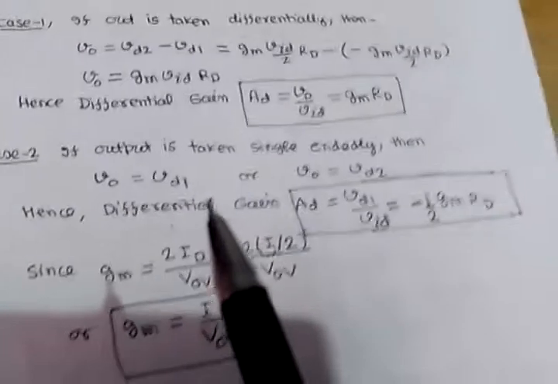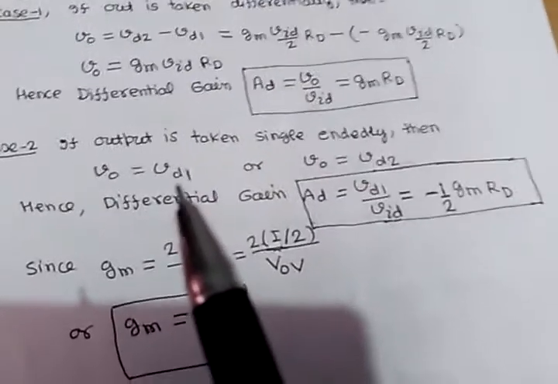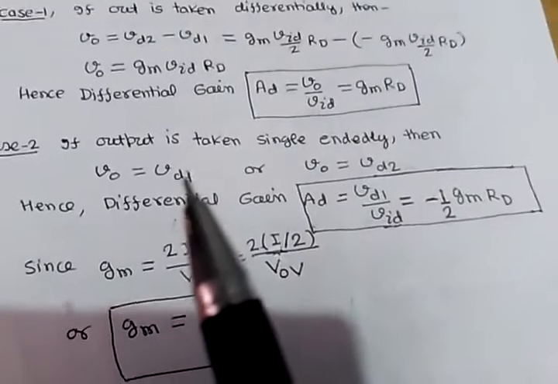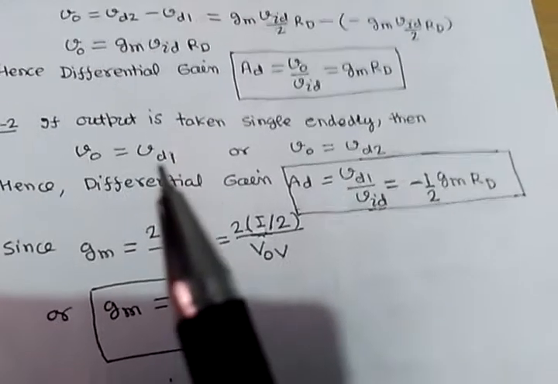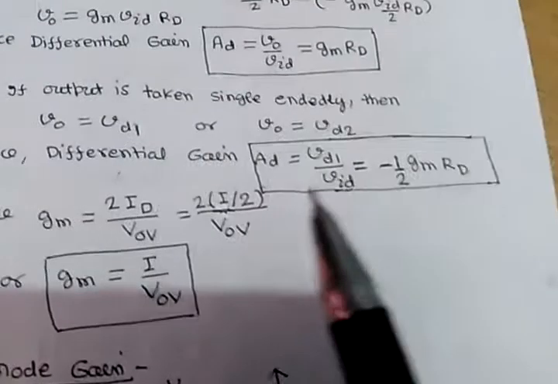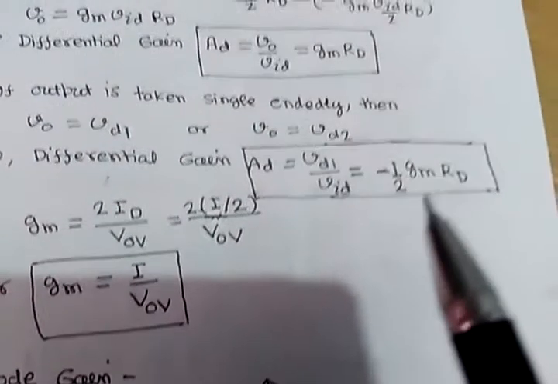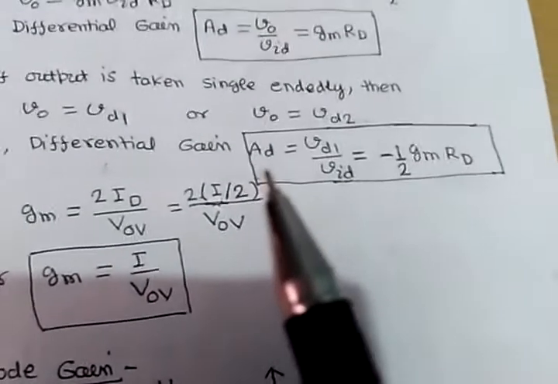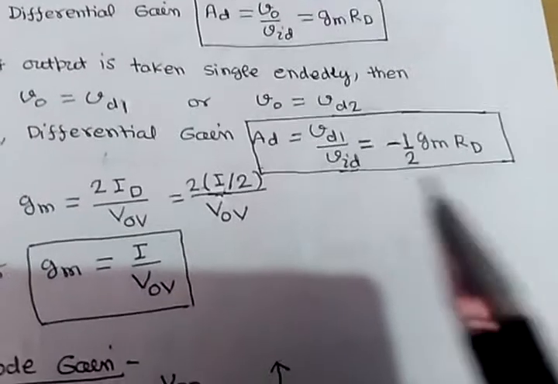Another way of taking output is single-endedly. In this case, output is taken across ground and any drain terminal of the differential amplifier, means we can take output between ground and VD1 or ground and VD2. So in this case, differential gain will be VD1 upon VID. Write the value of VD1, minus half gm RD. So differential gain in case of single-ended output will be AD equals minus half gm RD.